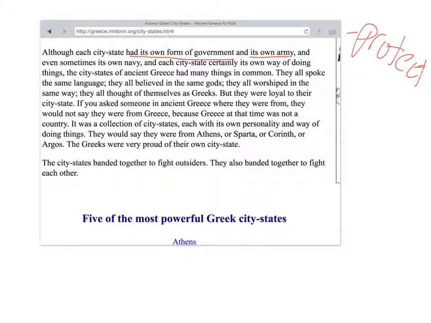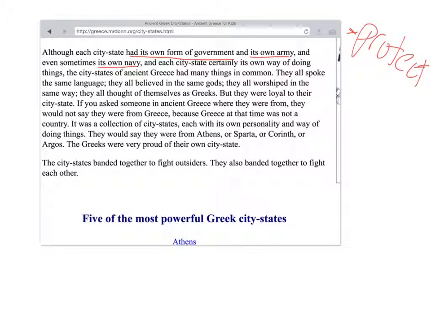A lot of times the Mesopotamian armies were looked to conquer. These weren't so much for conquest. They were really protecting the land. Agriculture was a big part of ancient Greece, so they really wanted to protect their land. And yes, there was some fighting among them. Sometimes you even had a navy because they were close to the sea. And it says each city-state had certainly its own way of doing things.